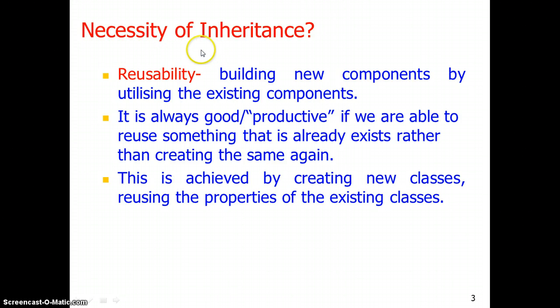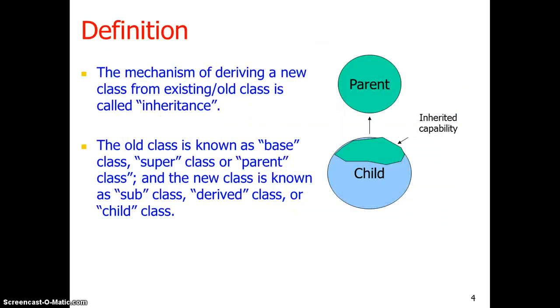Necessity of inheritance, that means the advantages of inheritance, is reusability. That is, building a new component by utilizing the existing components. It is always good and productive if we are able to reuse something that already exists rather than creating the same again. This is achieved by creating new classes, reusing the properties of the existing classes, that is a base class or a superclass. Normally, inheritance is defined as the mechanism of deriving a new class from the existing or the old class.